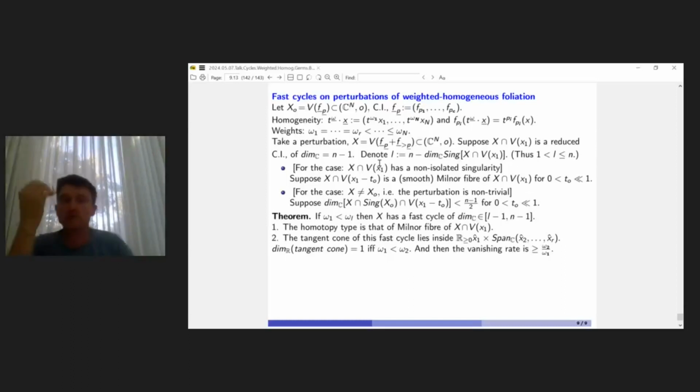So more or less this is the previous theorem, but now we have it for a broader class of singularities. There are many cases which can be considered as perturbations of weighted homogeneous ones. For example, Newton non-degenerate germs can be considered as perturbations of the restriction to some top-dimensional face. So this is the result, and thanks for your attention.